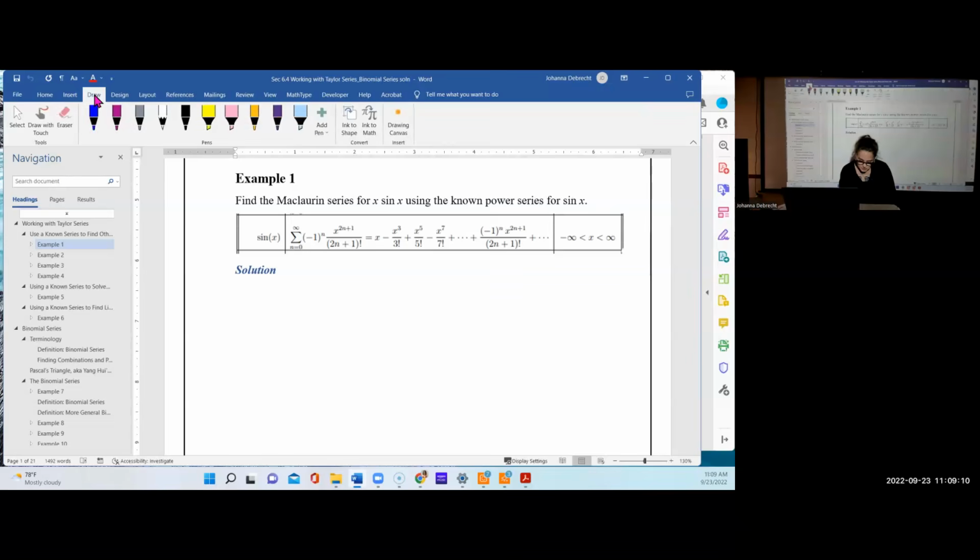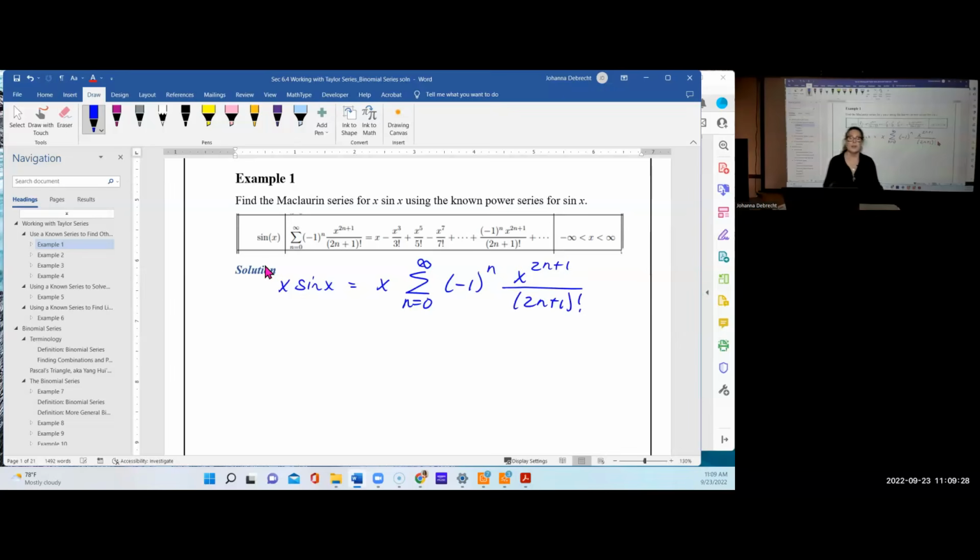So what we can do is write x sine of x, which is going to be equal to x times this series from n = 0 to infinity of -1 to the nth power, x to the 2n plus 1 over (2n plus 1) factorial. Now, are you allowed to pull the x inside the series? Yes, you are, because the x, as far as the series is concerned, is sort of like a constant. It's not what the series depends on. The series depends on the index, which is n. We also use k a lot, so don't be surprised if I switch to k at some point.